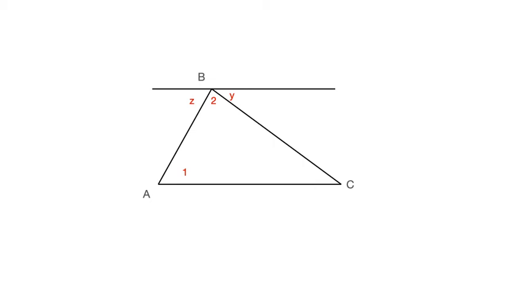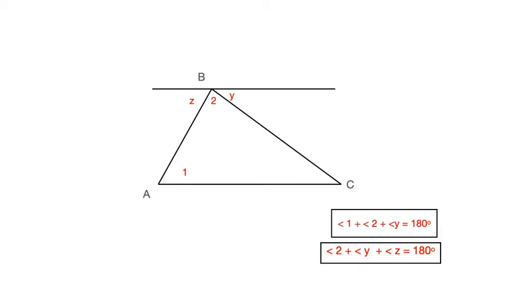Now we can label a third angle, shown here, angle Z, and because this line segment through B is a straight line, angle Z plus angle 2 plus angle y must equal a straight angle, which again is 180 degrees. So let's put that equality in a black box also.